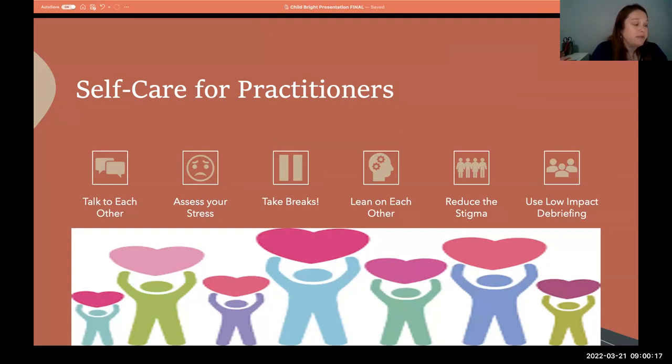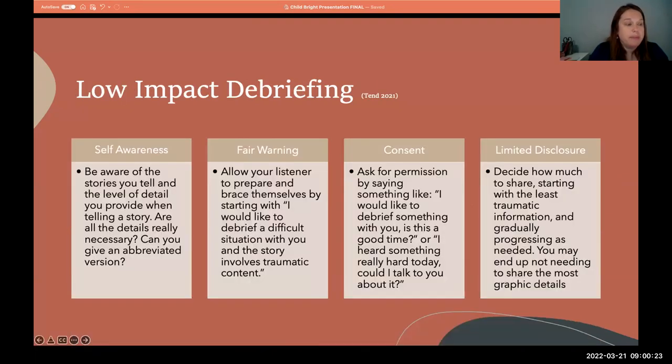Use low impact debriefing. So this is low impact debriefing, and it comes from the TEND Academy. If you want to look it up, we'll have resources too. Because we are so often used to supporting each other, we run the risk of debriefing all over each other. An organization called TEND out of Ontario developed a debriefing process to help remind us that we can be re-traumatizing our coworkers. We need to be aware, provide warning, ask consent, and start with disclosing the least traumatic information, keeping in mind that it may not be necessary to share all of the graphic details.